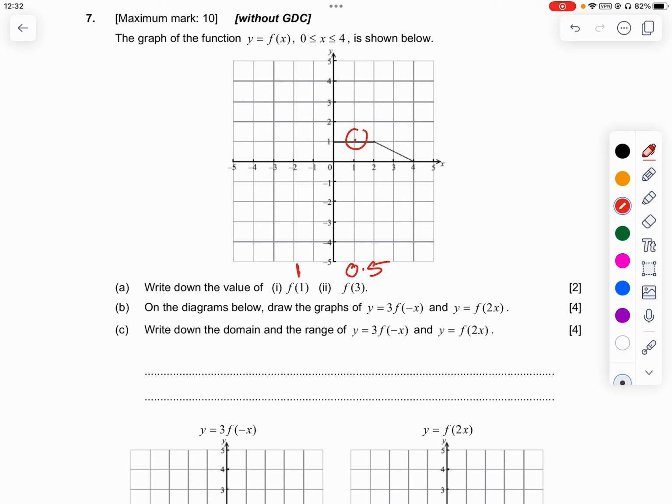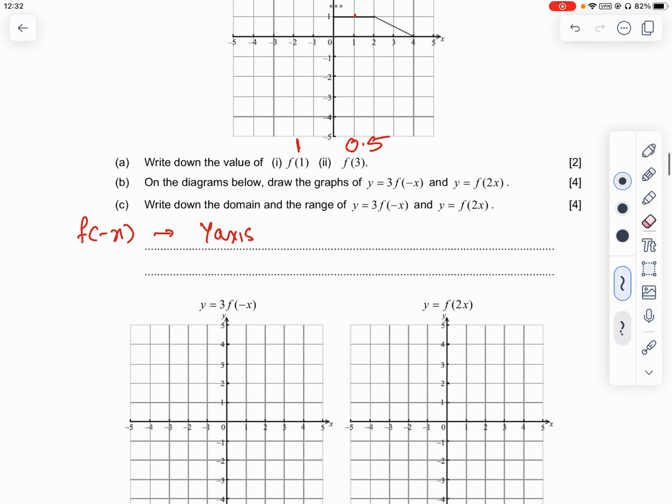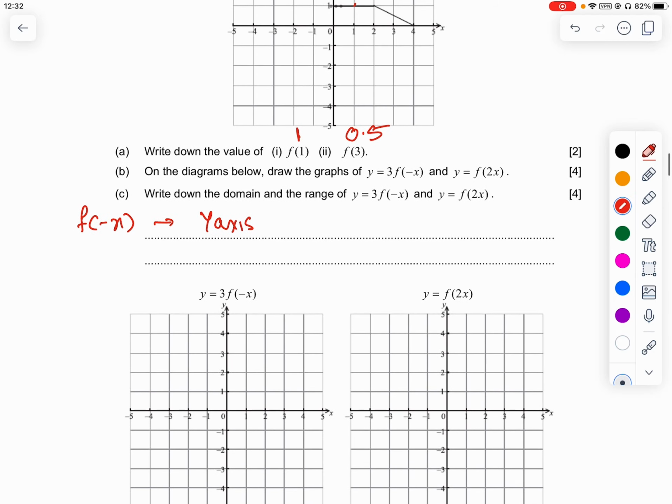On the diagrams, 3f of minus x. So first of all, f of minus x. F of minus x means nothing but what? Reflection on y-axis. So when I do the reflection on y-axis, what should I be getting? I should be getting it in this way. Till minus 2, then till minus 4. But now what is happening? 3 times of this one. So every value will be multiplied by 3.